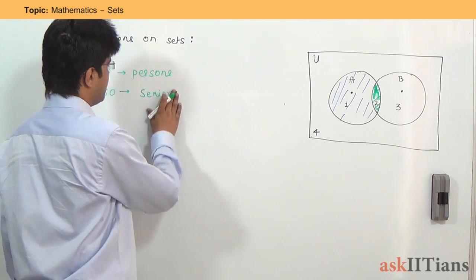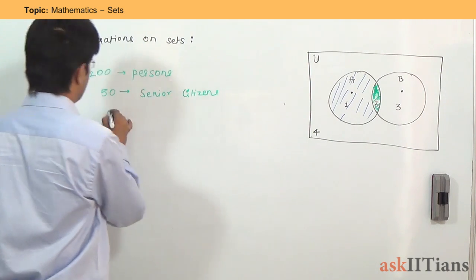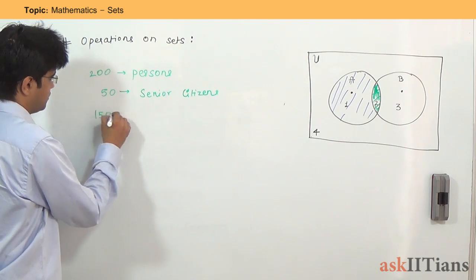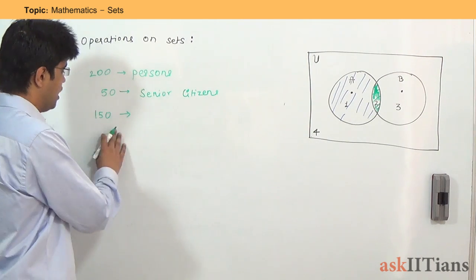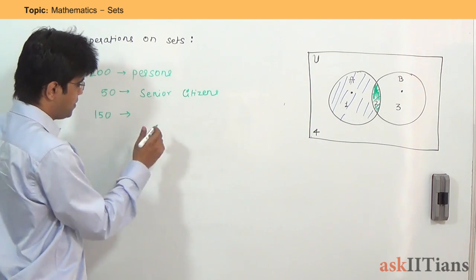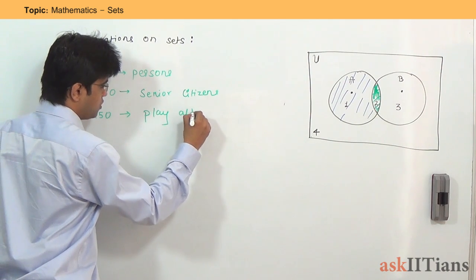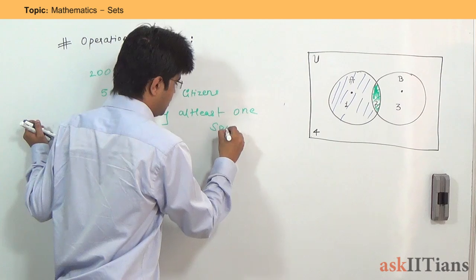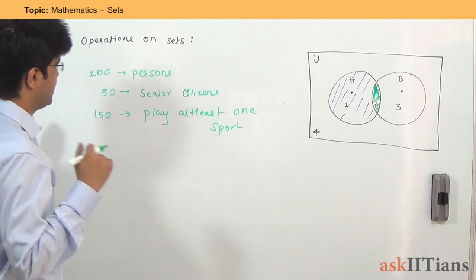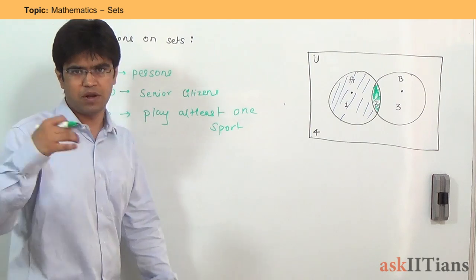And 150 people are below the age of 60, or they are not senior citizens. Now all these 150 persons play at least one sport. Obviously senior citizens, because of their age, do not play any sports.